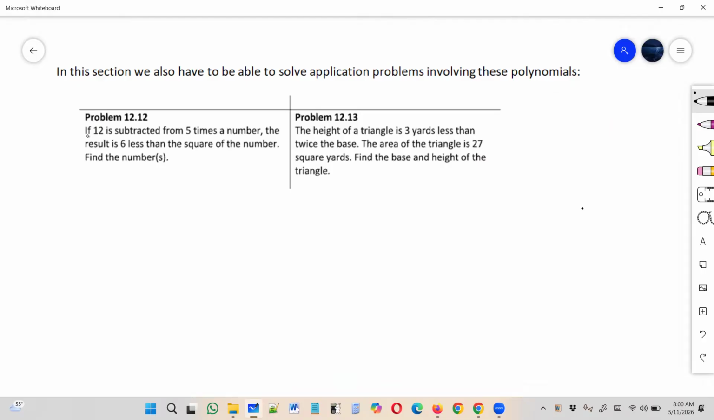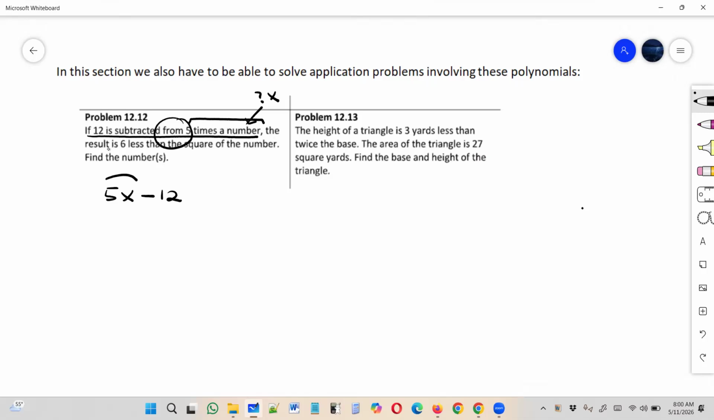So let's see. If 12 is subtracted from 5 times a number, so we begin right here. I don't know what a number is, so we introduced a variable. So 5 times a number is 5x. If 12 is subtracted from this, now be very careful. It's not 12 minus. It's subtracted from. All right? So here's my 5x, 12 subtracted from.